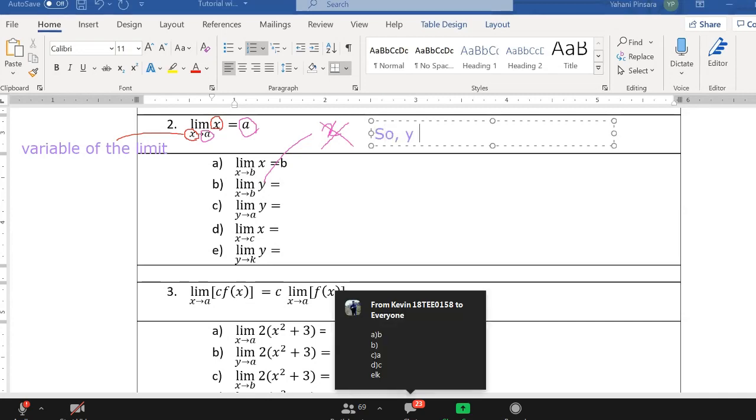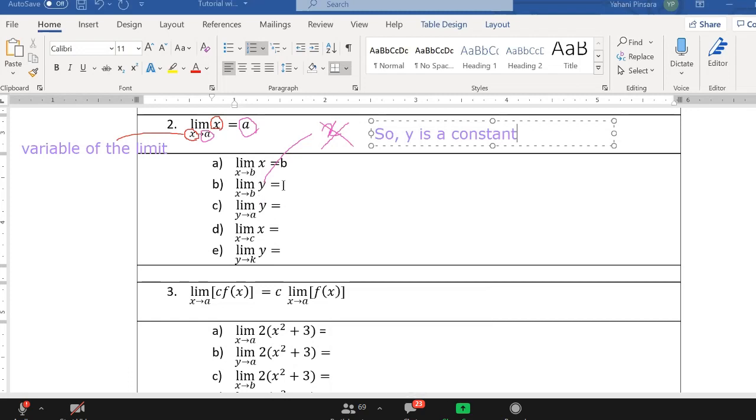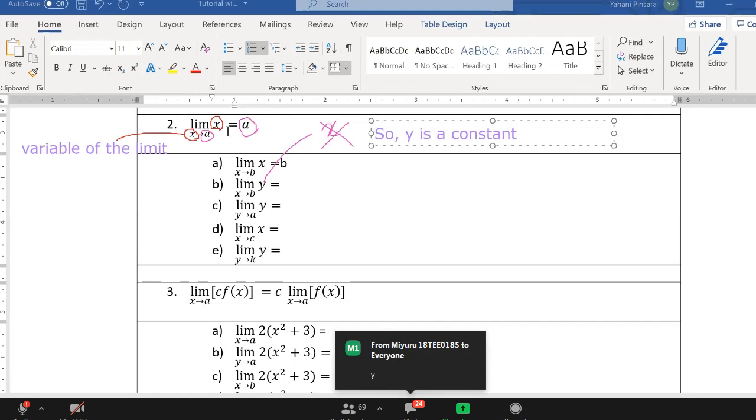So y is a constant. So what is the answer for B? Now you have to apply the law which we have discussed in the first part. So the answer should be y, because y is the constant, right? So here the answer should be y. Okay.